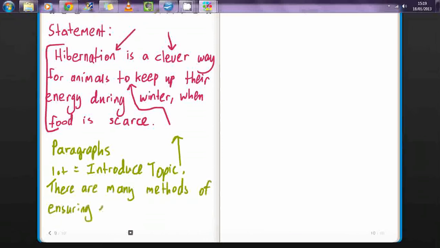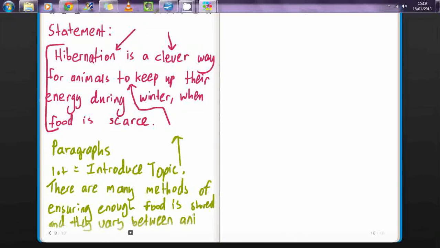ensuring enough food is stored. And they vary between animals, so this would give a clue that we're going to talk about different animals, because we're saying it varies between them. So that could be the first paragraph. The second one could be about the first animal you want to talk about. So firstly, that's a good connective to use, okay? Because it gives time. Firstly, we could start talking about squirrels. It could be the first animal we talk about.